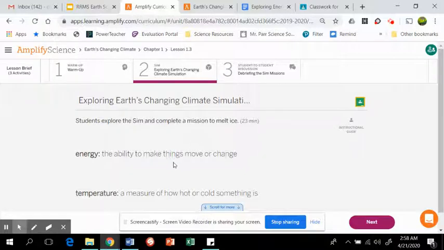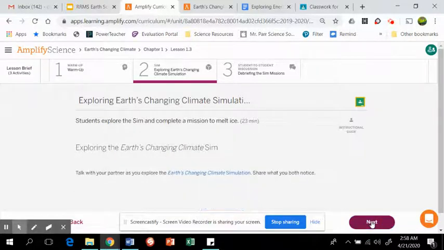And on tab 2, we have 2 definitions. We have the definition of energy, the ability to make things move or change, and temperature, a measure of how hot or cold something is. Remember, you can find these words in the glossary if you ever need them.